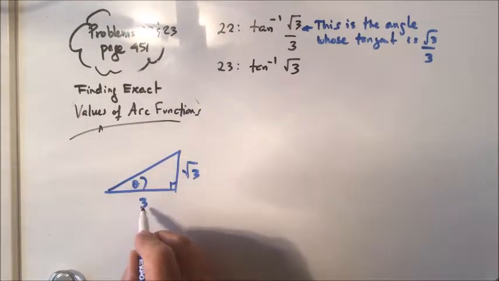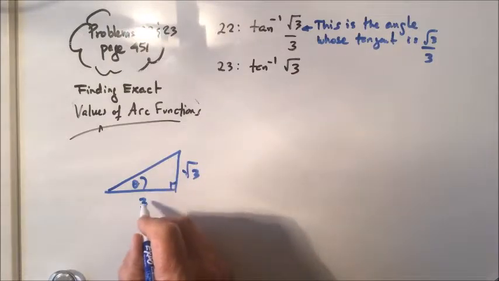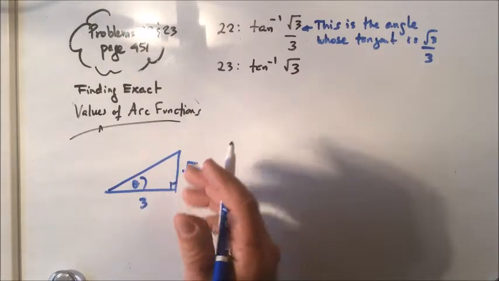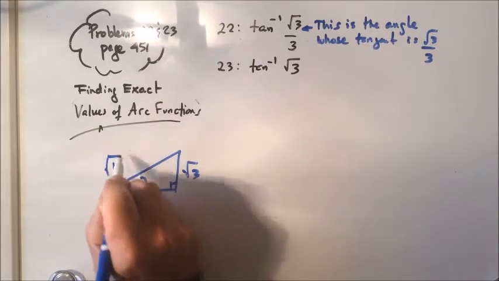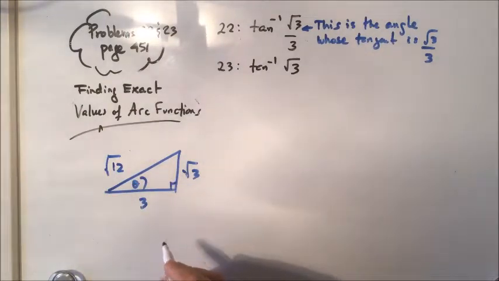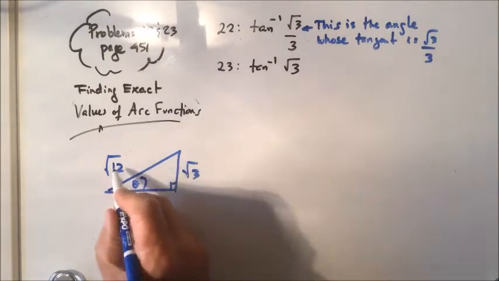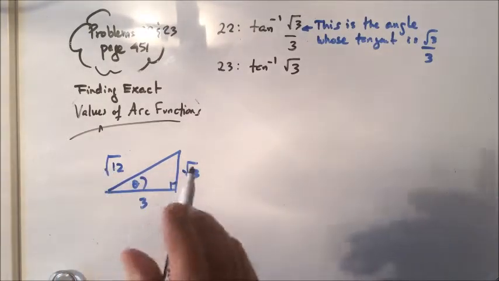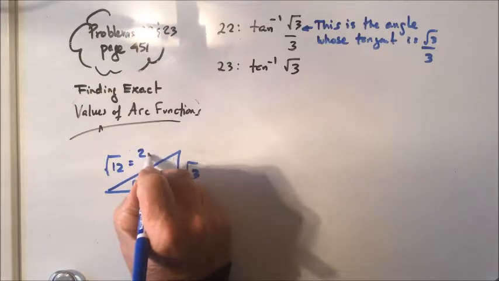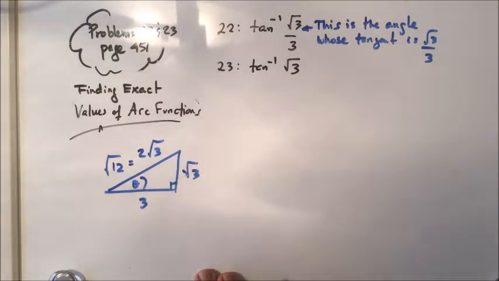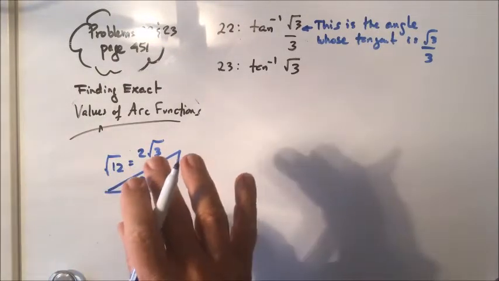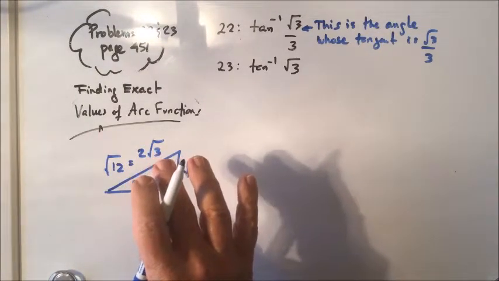The hypotenuse squared is this thing squared plus this thing squared. So 3 squared is 9. Root 3 squared is 3. 9 plus 3 is 12. Take the square root of the 12. And maybe it's more convenient to remember that 12 is 2 times 2 times 3. So I can write this as 2 root 3. Well, maybe that still looks a little cryptic, but let me just scale this triangle.